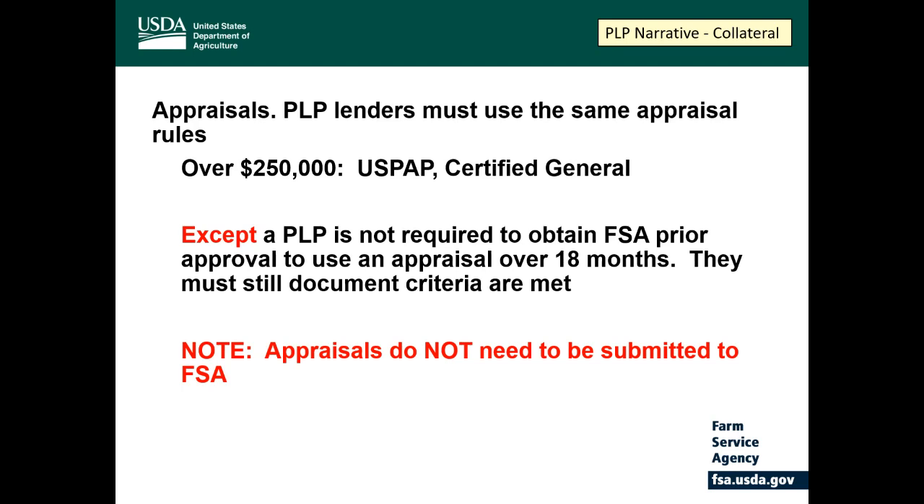Appraisals. PLP lenders, you must use the same appraisal rules. Generally, real estate appraisals over $250,000 need to be USPAP and by a certified general appraiser. One exception we do have is if you use an old appraisal, anything over 18 months, the PLP lender doesn't need to get our prior approval, but they still need to document in the file that the criteria in 2-FLP are met. So be aware of that. It's not a bad thing to let the FSA office know about some of that, but that's one exception on the appraisal issues. And just a final note, appraisals do not need to be submitted to FSA.